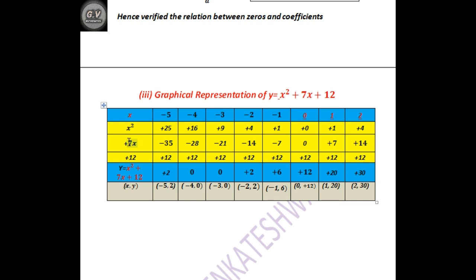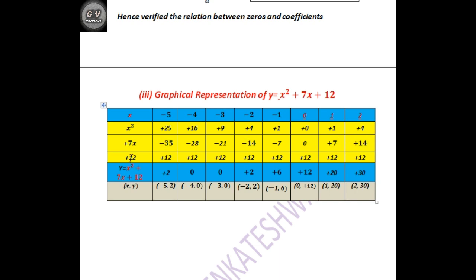Look here, minus stays the same as it is. No need to change the symbol of x values because the positive symbol is there. So the values of x are multiplied by 7. 7 5s are 35, 7 4s are 28, 7 3s are 21, 7 2s are 14, 7 1s are 7, 7 0s are 0, 7 1s are 7, 7 2s are 14. Here these are the multiples of 7.